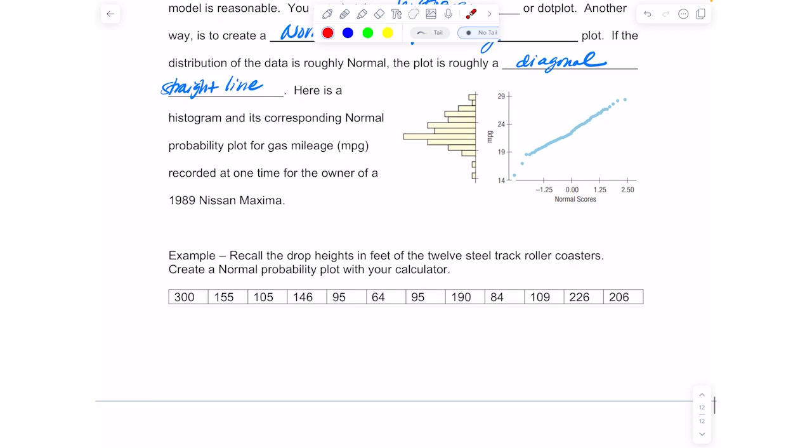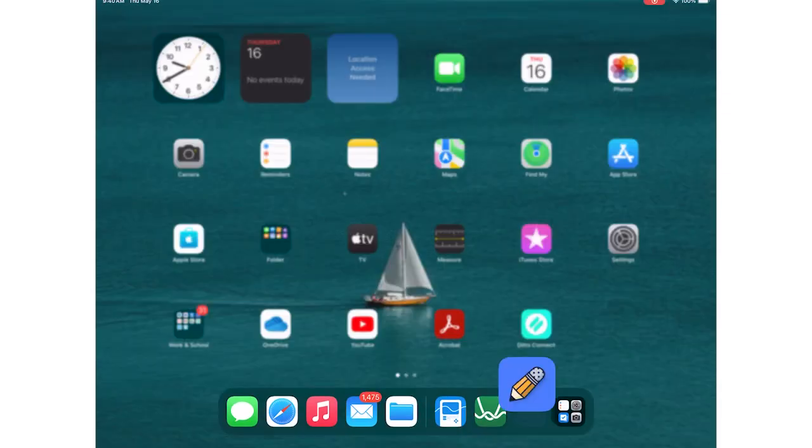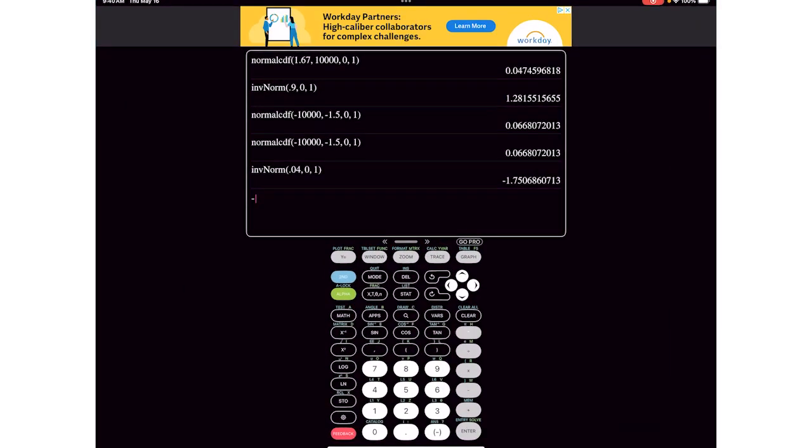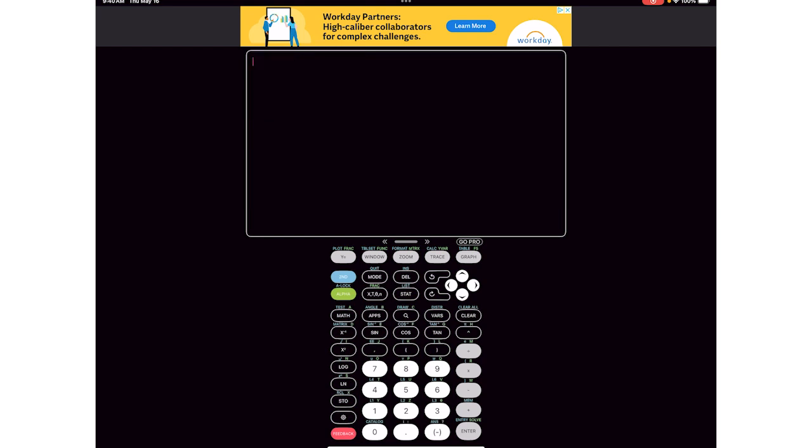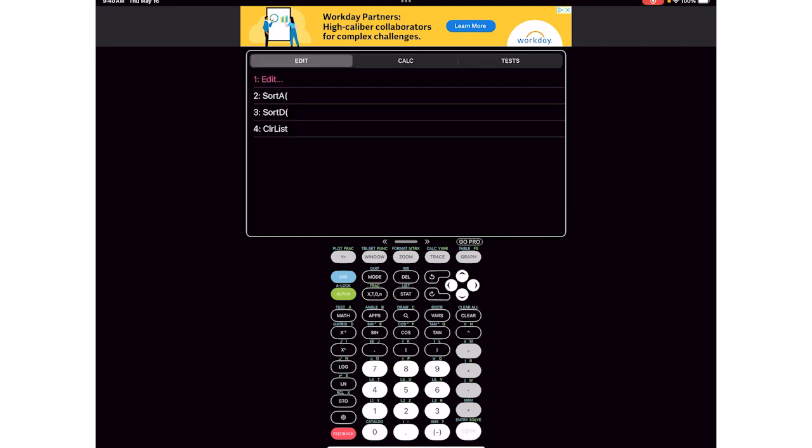Okay, let's actually make one. So we're going to take the drop heights that we looked at in feet for the 12 steel track roller coasters, and we're going to create a normal probability plot for that. So to do that, what we're going to do is go into our calculator. Since we're entering data, remember we want to go to stat and then enter.